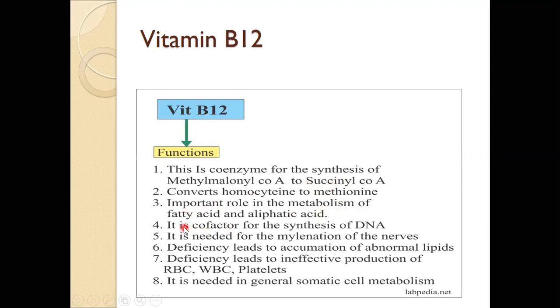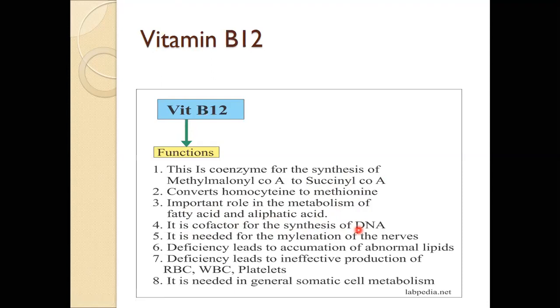Important role in metabolism of fatty acid، مهم للميتابوليزم بتاع الدهون lipid. Cofactor for the synthesis of DNA. So both folic acid and B12 are important for synthesis of DNA. So both are important for the cell growth and proliferation and mitosis.